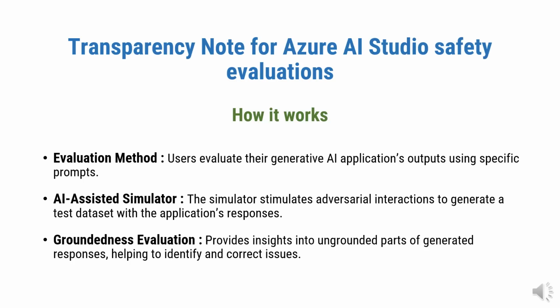How it works. Evaluation method: users evaluate their generative AI applications' outputs using specific prompts. AI assisted simulator: the simulator simulates adversarial interactions to generate a test dataset with the application's responses. Groundedness evaluation provides insights into ungrounded parts of generative responses, helping to identify and correct issues.